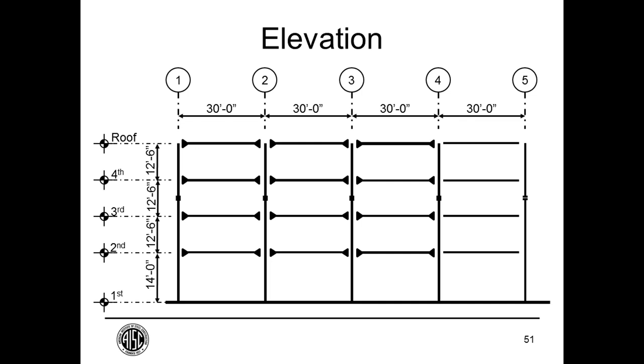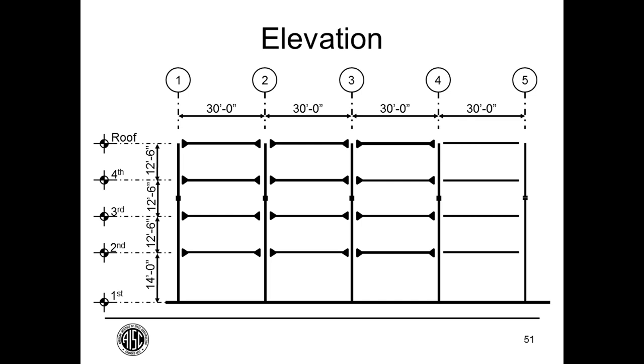Yeah, that's a good question. So for a moment frame such as this, if you're relying on the beam to column connection to provide your resistance to lateral loads, that really should be a special moment frame connection. So generally, the beam to column gravity connections are modeled as pinned.